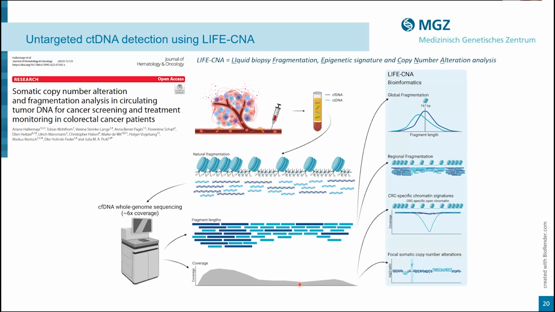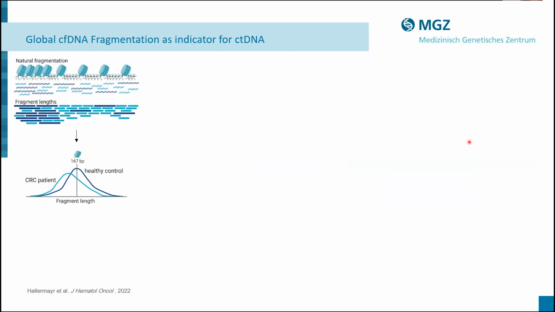With our LiveCNA pipeline, we analyzed the global fragmentation profile of cfDNA, the regional fragmentation, cancer-specific chromatin signatures, and somatic copy number alterations, because all these features are different in cancer patients than in healthy individuals. To even assess whether we could improve the sensitivity and specificity for ctDNA detection, we use data obtained for global and regional fragmentation to train a machine learning algorithm. But right now, I'd like to show you some of the data we obtained.